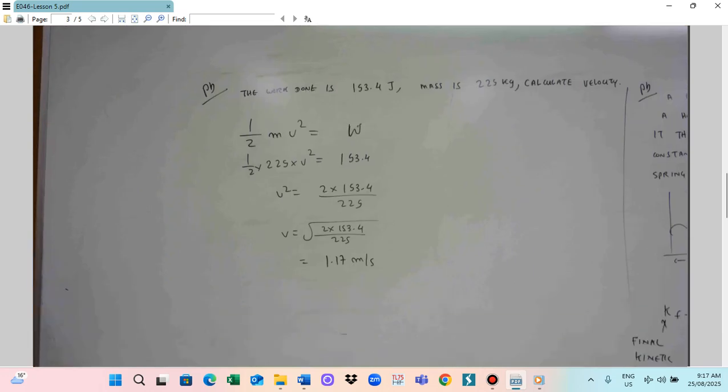The next one, we have to calculate the velocity. The work is 153.4 joules and the mass is 225 kilogram. We have to calculate the velocity. So the kinetic energy, half into m v square, is equal to the work. So half into mass, 225, and velocity square equals the work, 153.4. So v square is equal to 2 into 153.4 divided by 225. So v is equal to the square root of 2 into 153.4 divided by 225. And then we can calculate the velocity. So this velocity will be 1.17 meter per second.